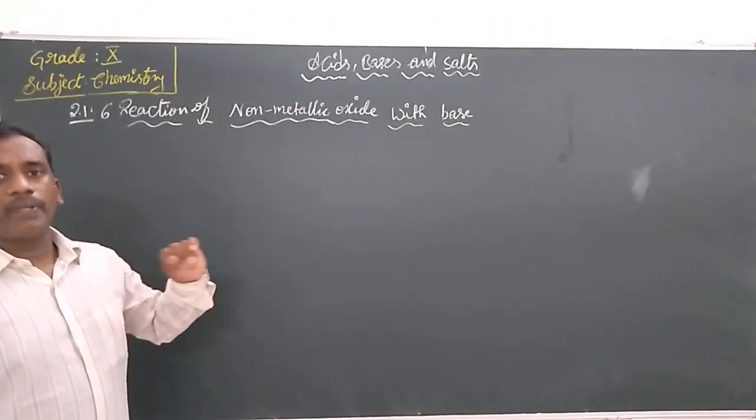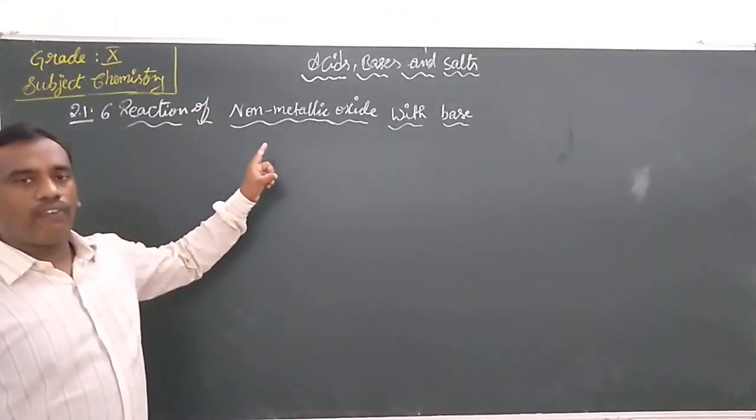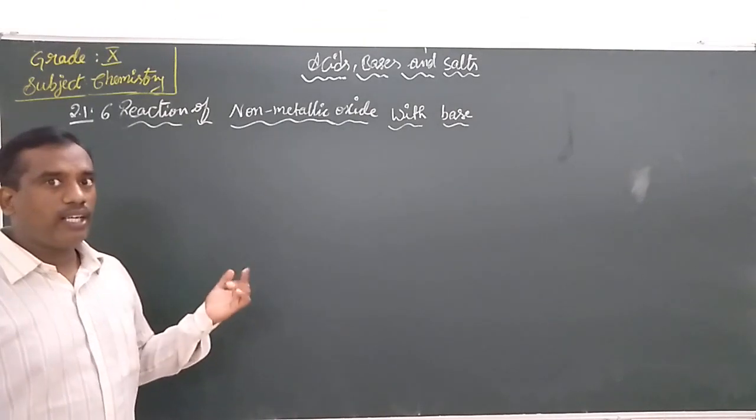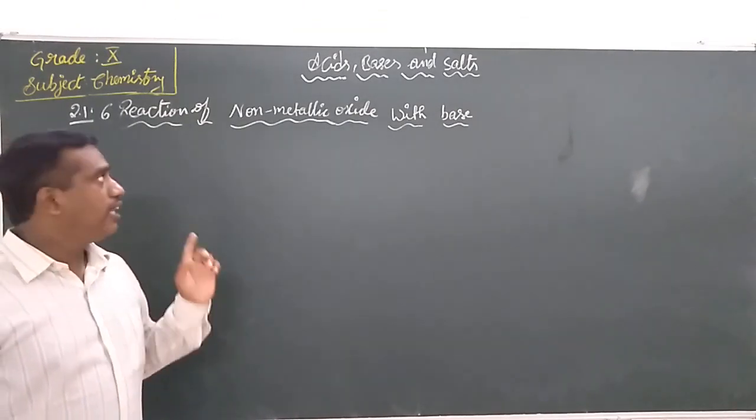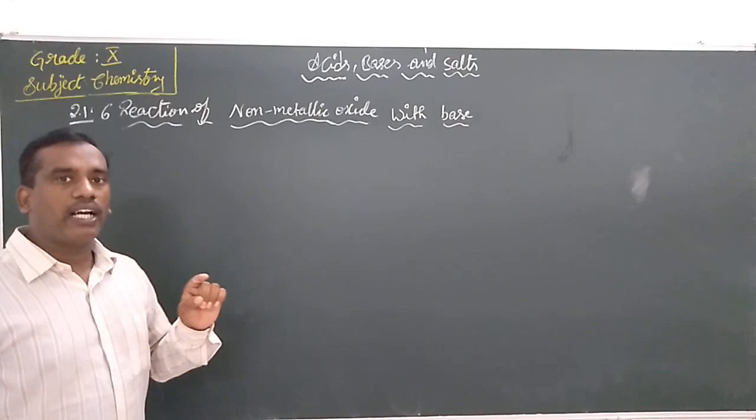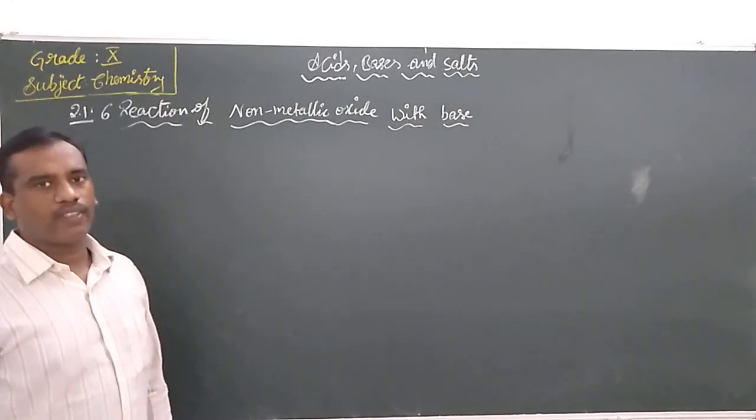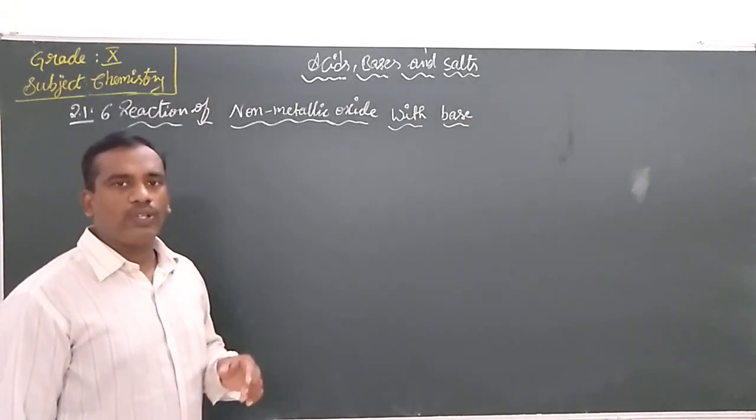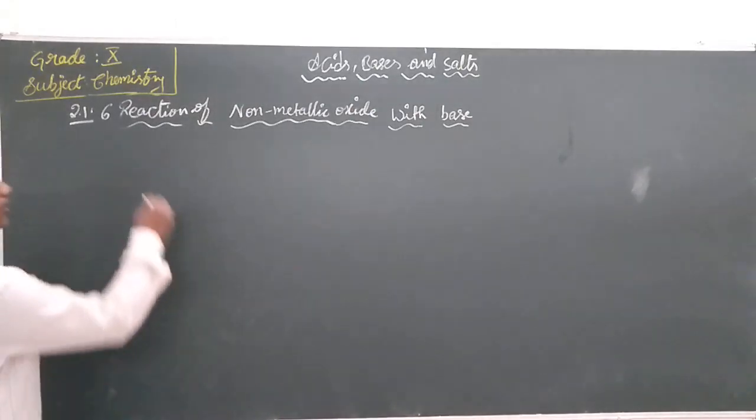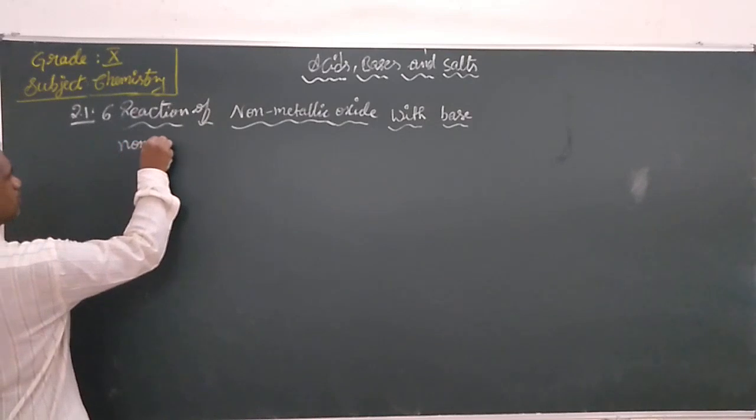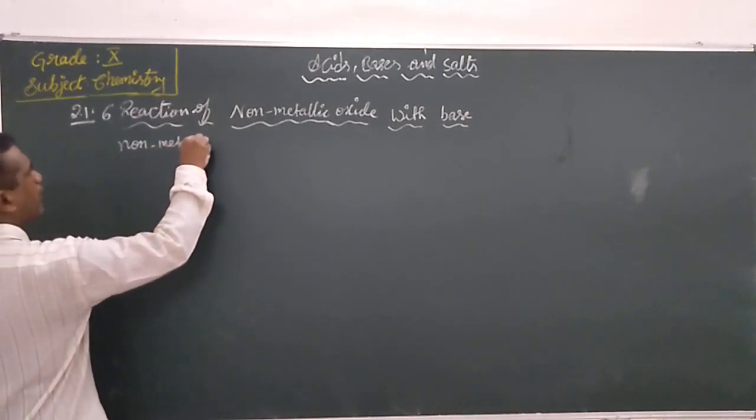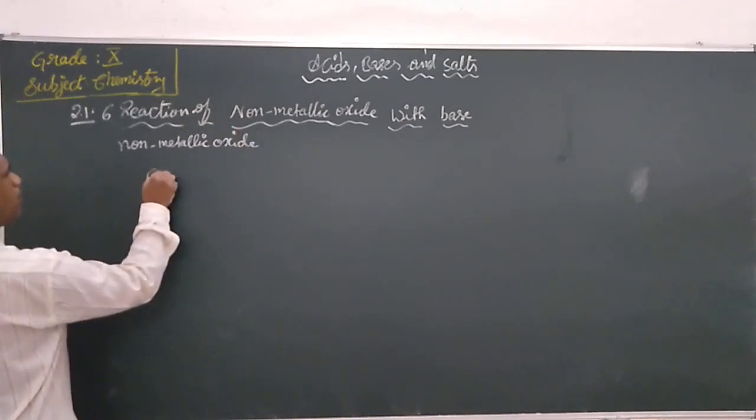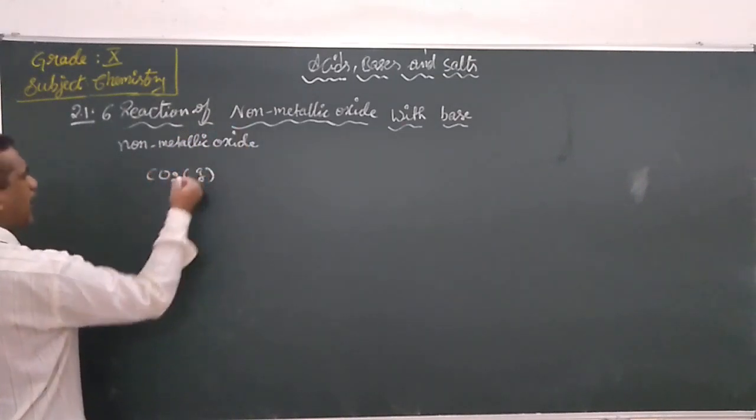So the continuing topic is reaction of non-metallic oxide with base. We have learned metallic oxide with acid. Now we are learning non-metallic oxide with base. One example we are going to take here for the non-metallic oxide is carbon dioxide gas.